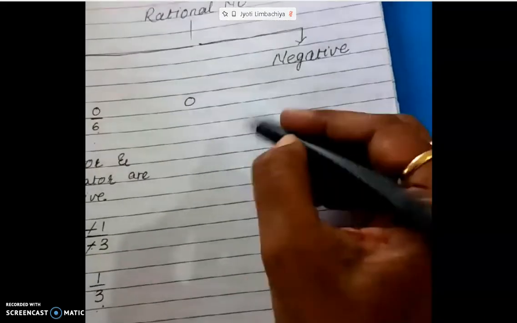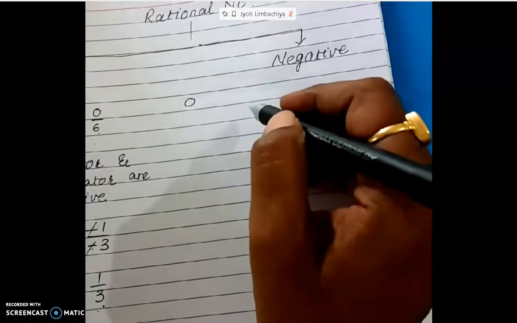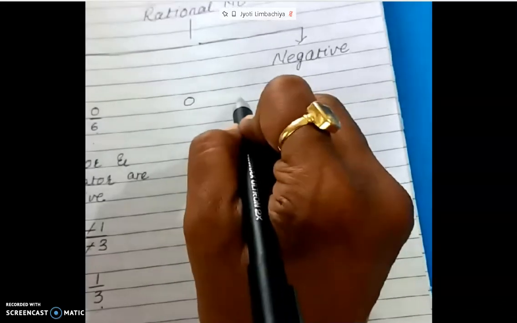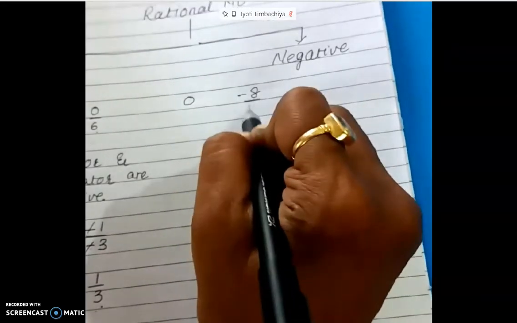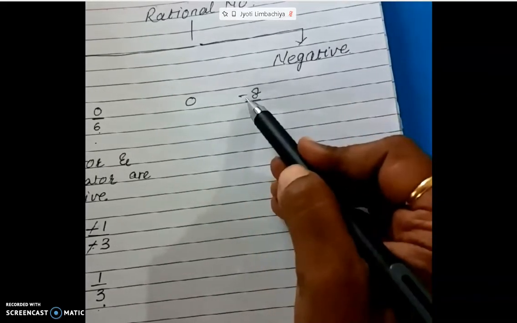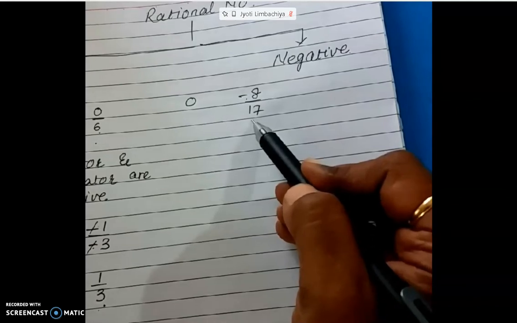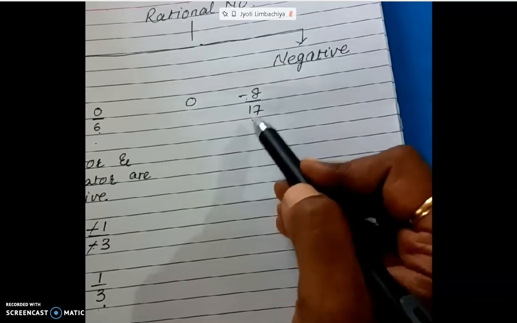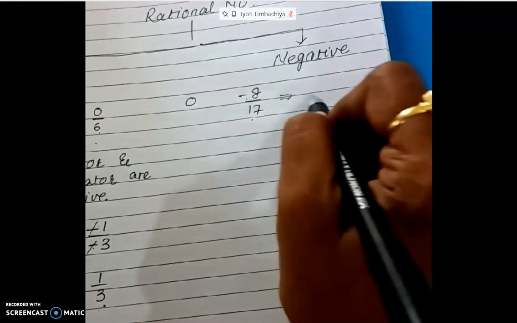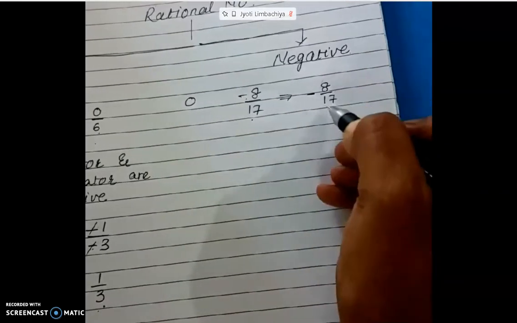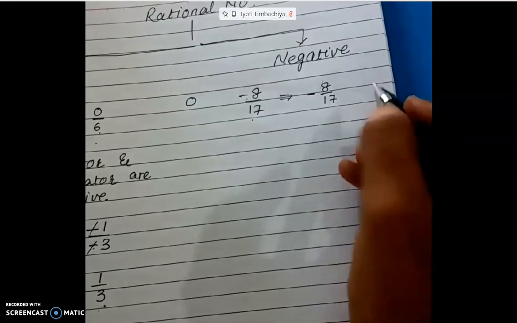Now let's talk about negative rational numbers. See, here if I write minus 8 upon 17, notice this is negative and this is positive. So this is negative rational number because I can write this number like minus 8 upon 17. So this whole rational number is actually a negative number.